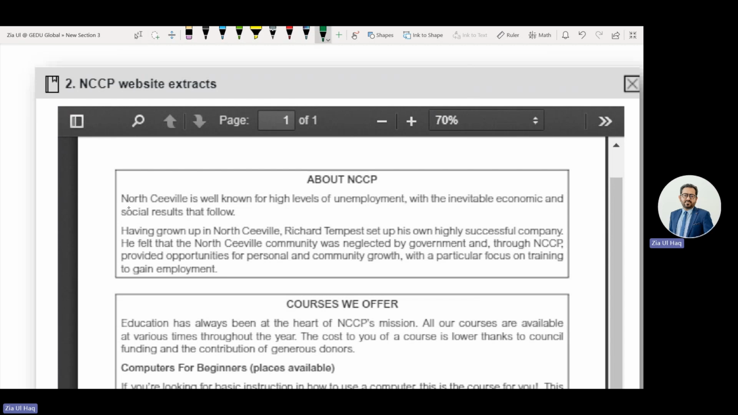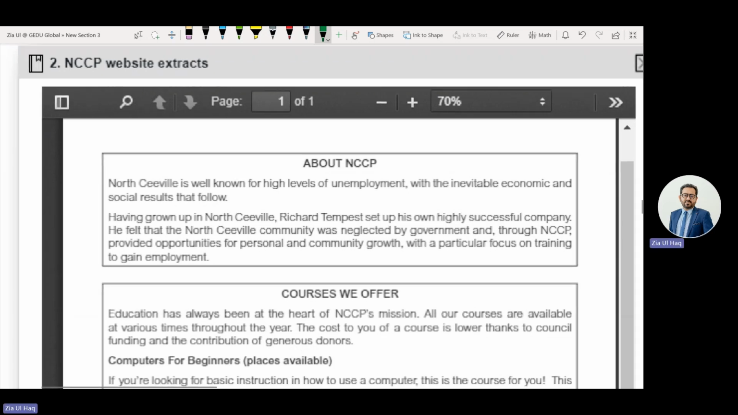About NCCP. North Seville is well known for a high level of unemployment with the inevitable economic and social results that follow. Having grown up in North Seville, Richard Tempest set up his own highly successful company. He felt that the North Seville community was neglected by government, and so NCCP provides opportunities for personal and community growth, with a particular focus on training to gain employment.